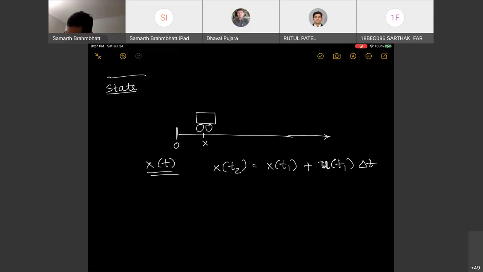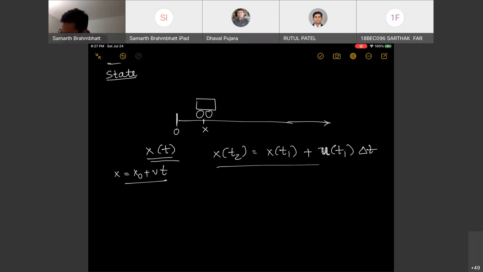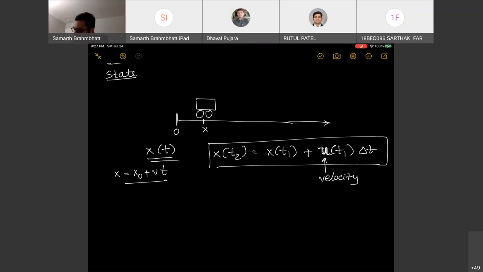So it's basically x equals x0 plus vt, right? Something like that. So that's basically what I've written down here, which means this u acts as a velocity. And this u, and then this equation, is enough to describe the whole robotic system.